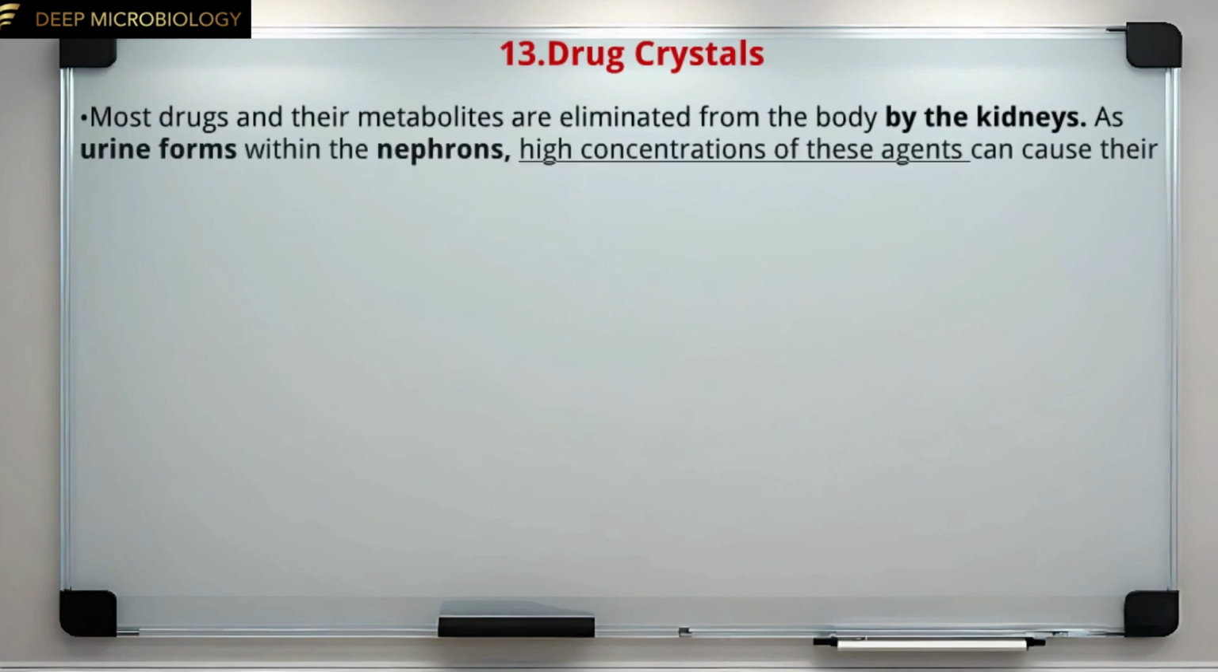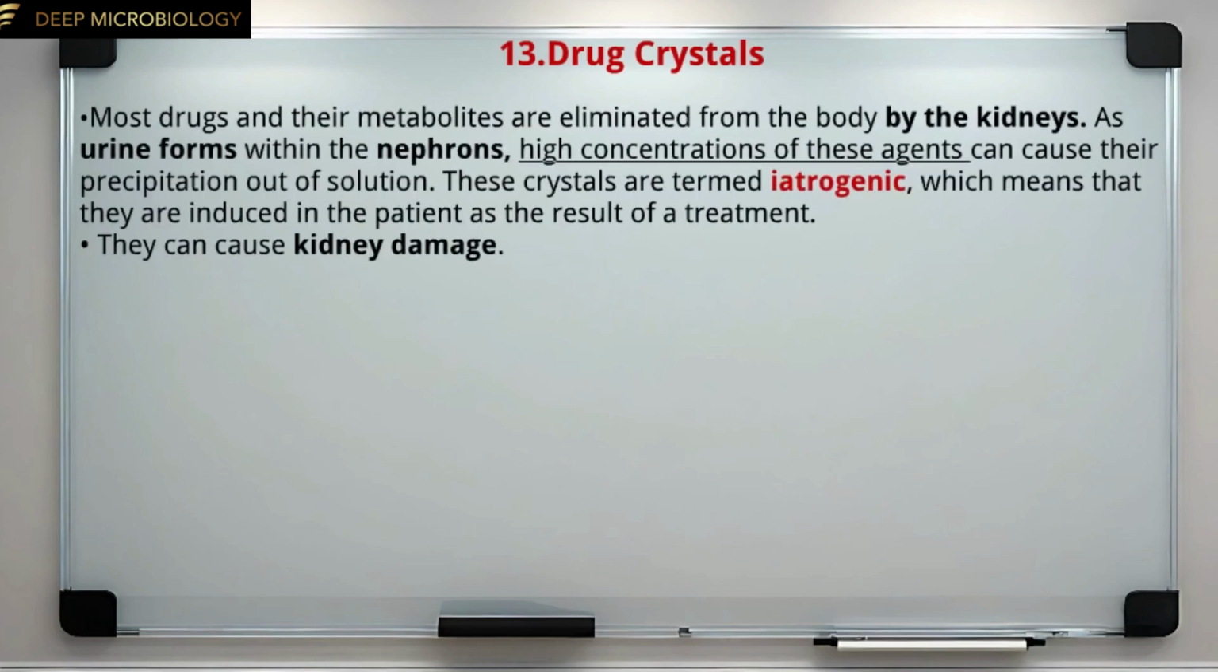13. Drug crystals. Most drugs and their metabolites are eliminated from the body by the kidneys. As urine forms within the nephrons, high concentrations of these agents can cause their precipitation out of solution. These crystals are termed iatrogenic, which means that they are induced in the patient as the result of a treatment. Proper identification and reporting of drug crystals are important, because if the crystals are forming in vivo, for example in the renal tubules, they can cause kidney damage.